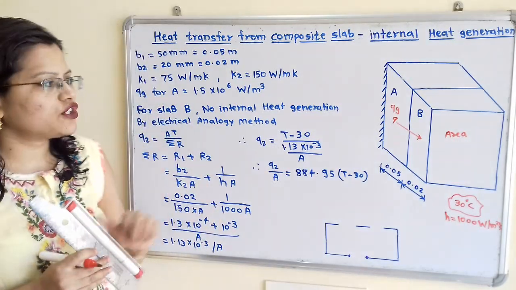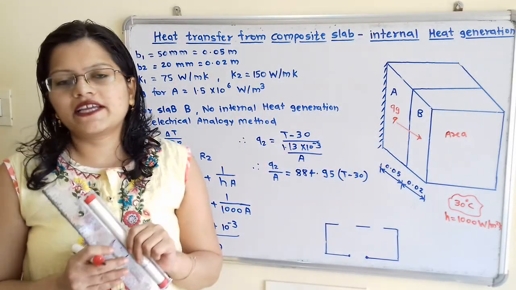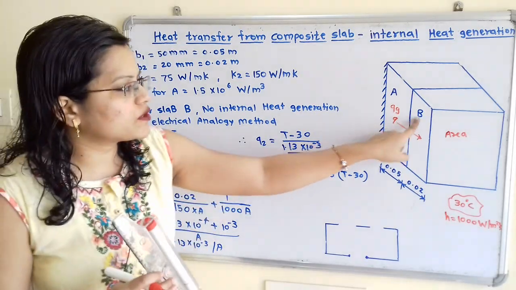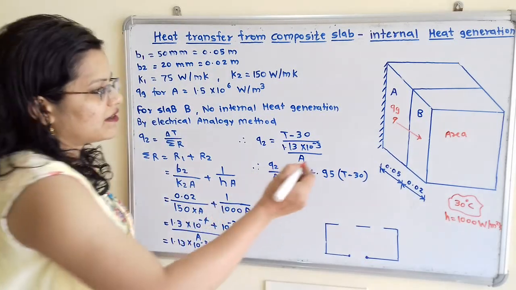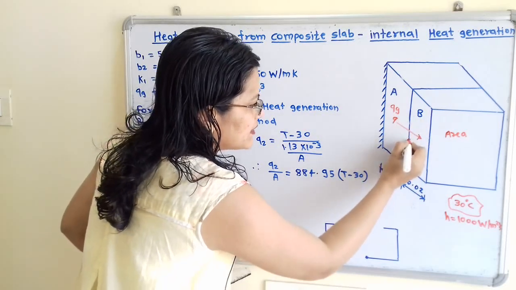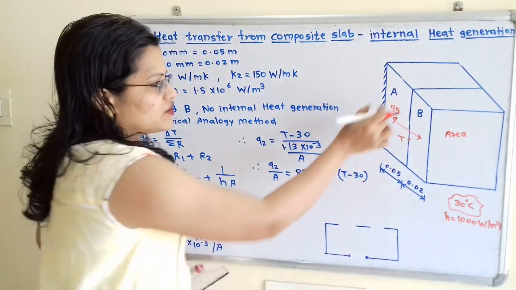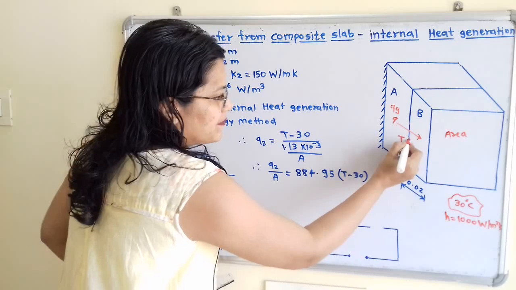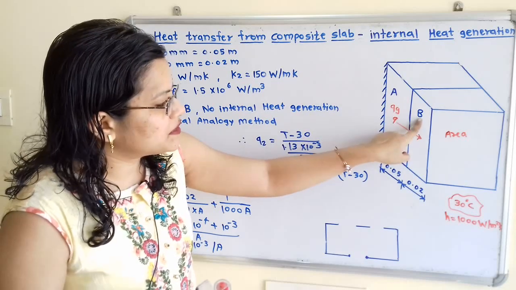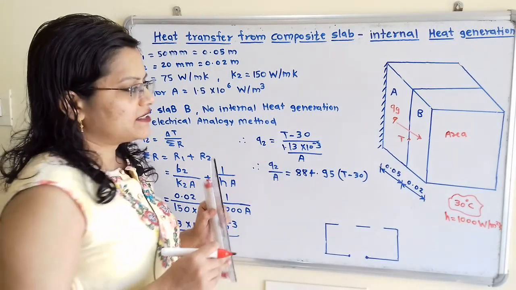Now if we observe the question, this material B does not have any internal heat generation. So how to find out the rate of heat flow through this material B? We will consider the temperature of one side of B as T, that is the temperature of the line of intersection for this material A and B is T. So we know that heat will flow from material A towards B and then from material B towards the water at 30 degrees Celsius.